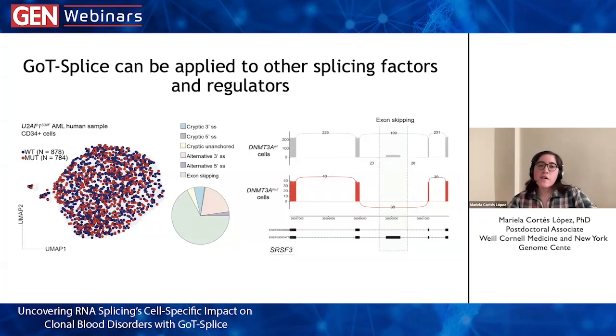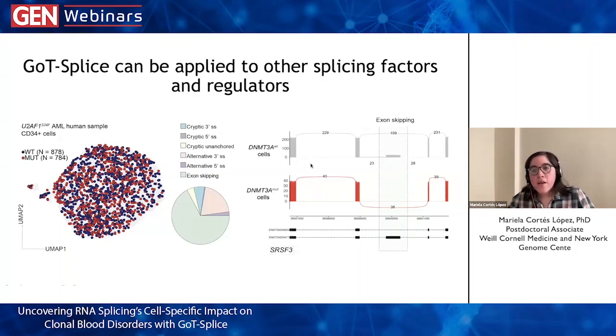So one final takeaway from the paper is that we were also able to genotype and recover the splicing patterns of U2AF1 mutations. In this particular example, we were looking at an AML sample, and we were able to genotype a fair amount of wild type versus mutant cells. And those mutant cells tend to present mostly exon skipping events, which are characteristic of the U2AF1 mutant phenotype.